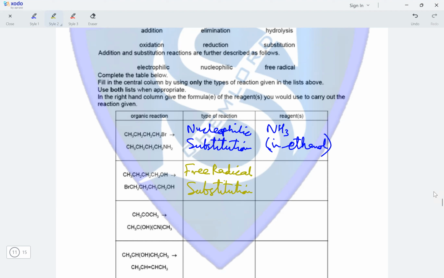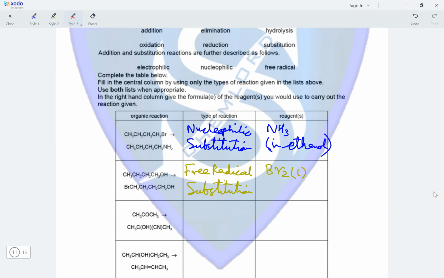And the reagents used are Br2, and Br2 should not be aqueous, it should be liquid or vapor. It cannot be aqueous Br2. So Br2 liquid is used and UV light is required, which would be the conditions for this reaction.